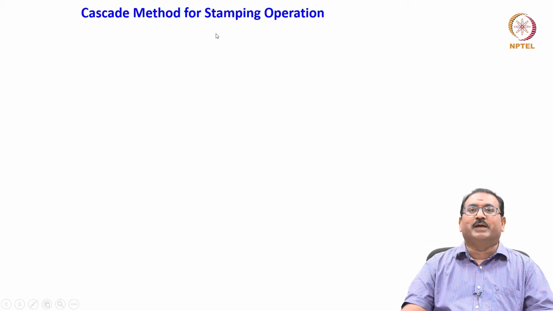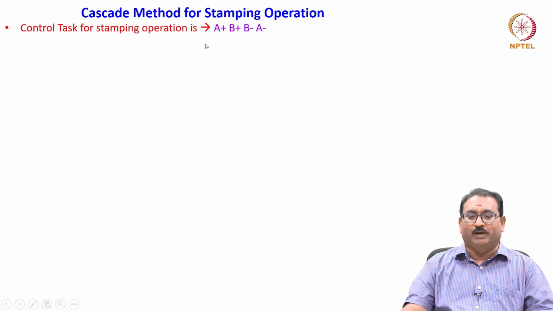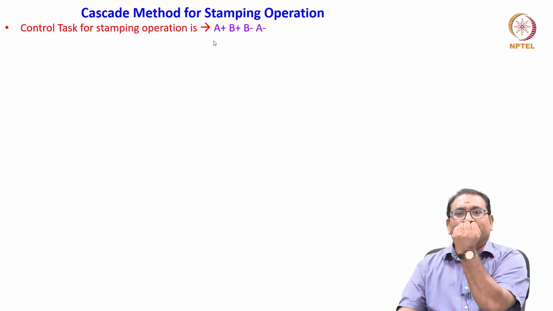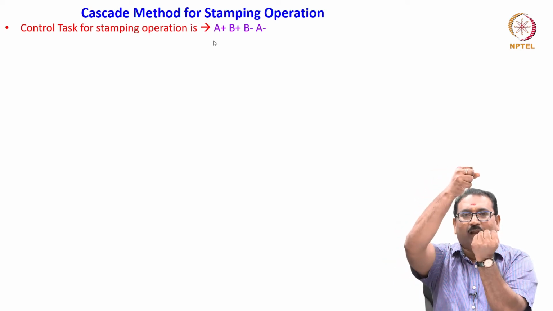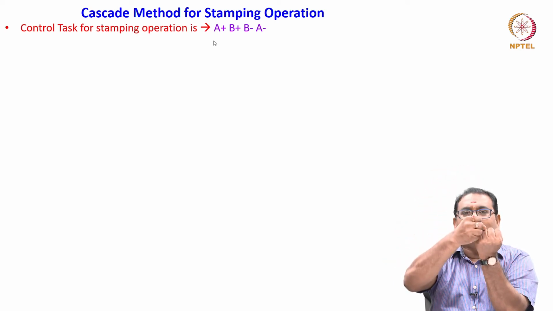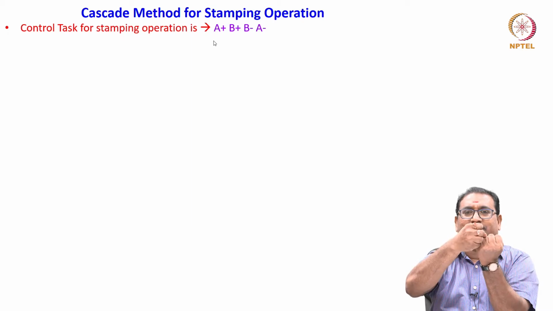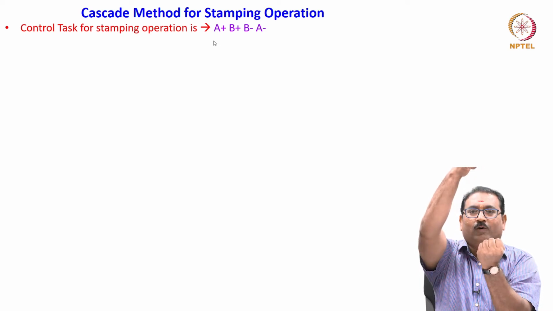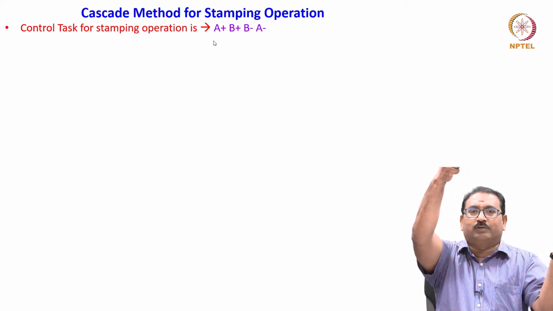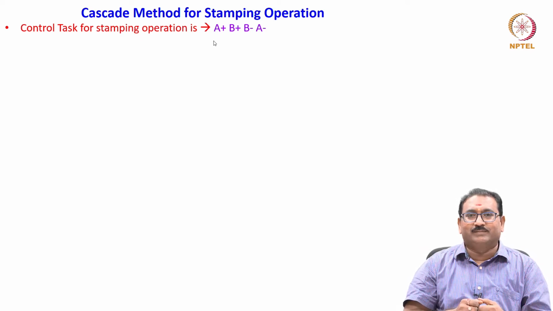Cascade method for stamping operation. You already know that, correct? The control task for stamping operation is A plus, meaning what? Cylinder A extends and brings the workpiece beneath cylinder B. Then what happens? Cylinder B will extend and stamps the workpiece. Then B minus, meaning what? B will take it out, the cylinder will go, then A minus will go out. This you know already. Correct, friends?